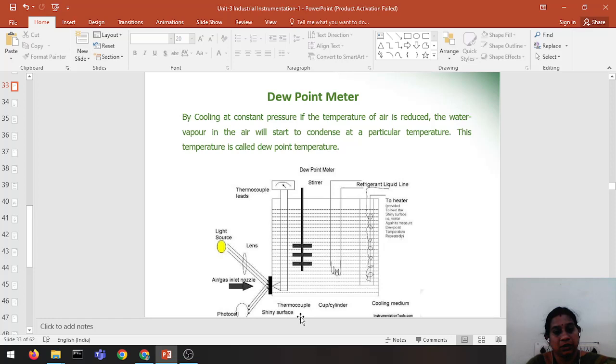Hope this lecture is useful for you to understand the working of a dew point meter.